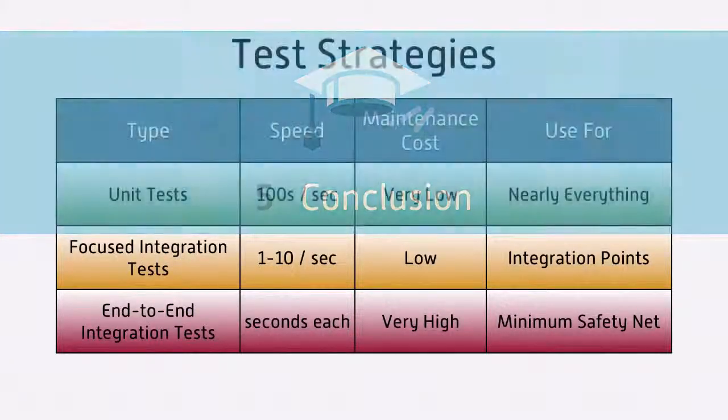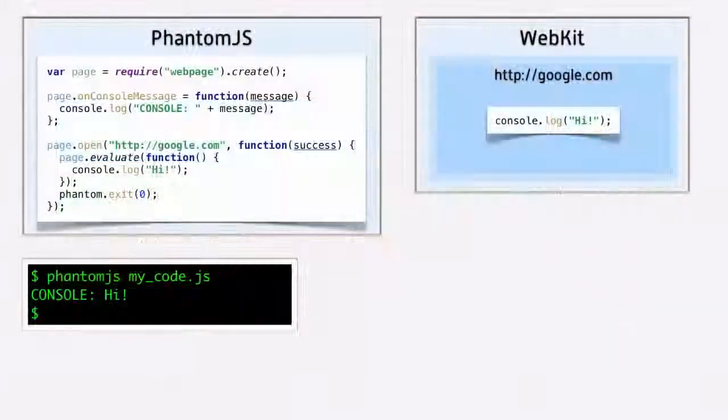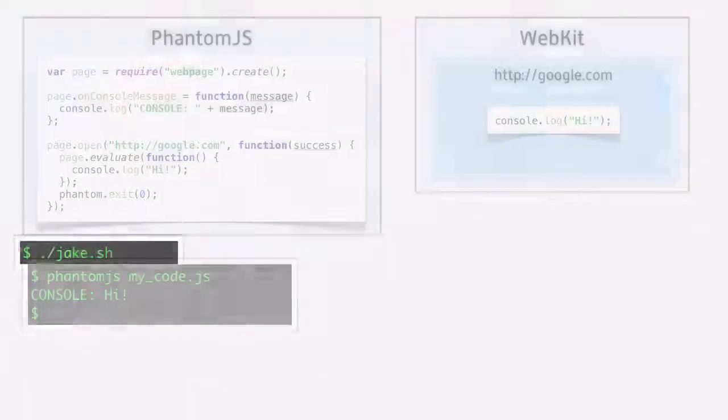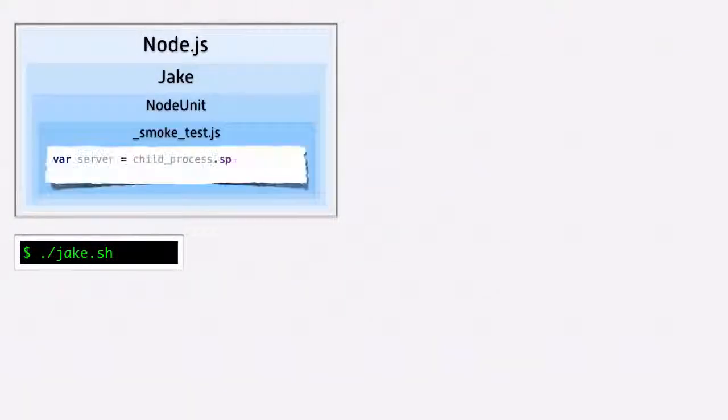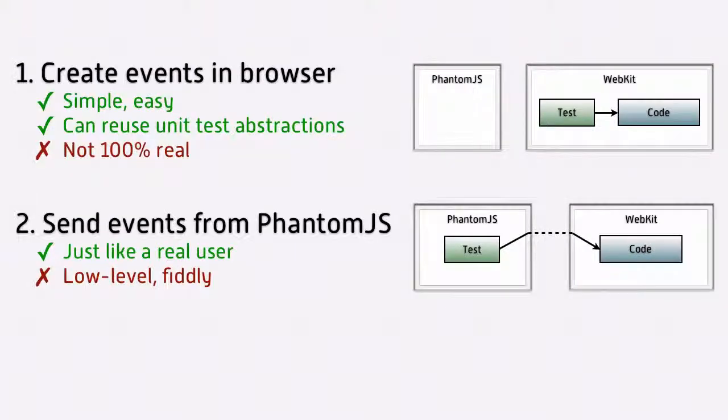To summarize, smoke tests are a type of end-to-end integration test. They're not comprehensive, they just make sure everything's wired together correctly, and they're best when you have an existing comprehensive suite of unit tests and focused integration tests. PhantomJS is a programmable browser that's great for smoke testing. You write JavaScript to control WebKit, and then you can also pass JavaScript into WebKit to run inside that browser. To run PhantomJS in our build, we write a test that starts the server, runs PhantomJS, and then checks the error code that PhantomJS returns. And in the PhantomJS test itself, we can either run in browser or send events, and I recommend doing the former.